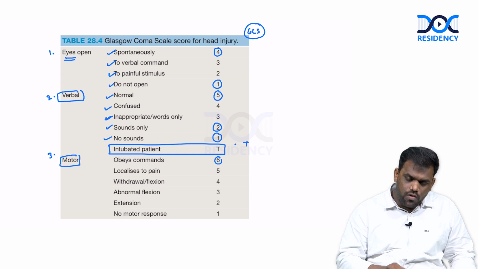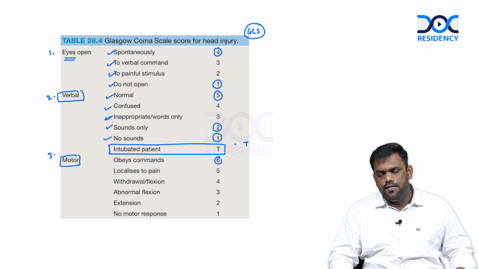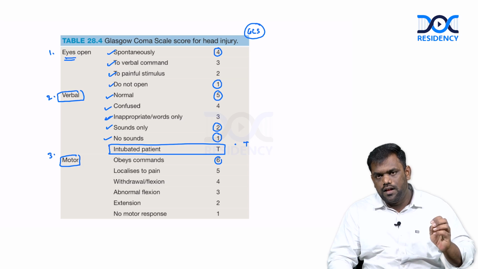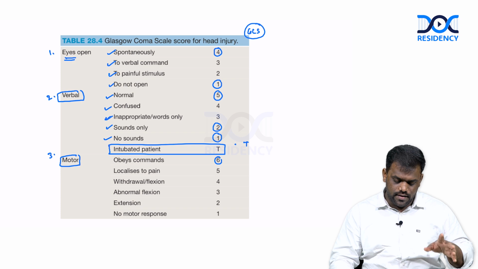Then comes the motor response. Suppose the patient obeys the commands and does the motor activity that you are asking. Suppose you ask the patient to raise the hand. He raises his hand and obeys your command. That means his score is 6, complete score is 6.